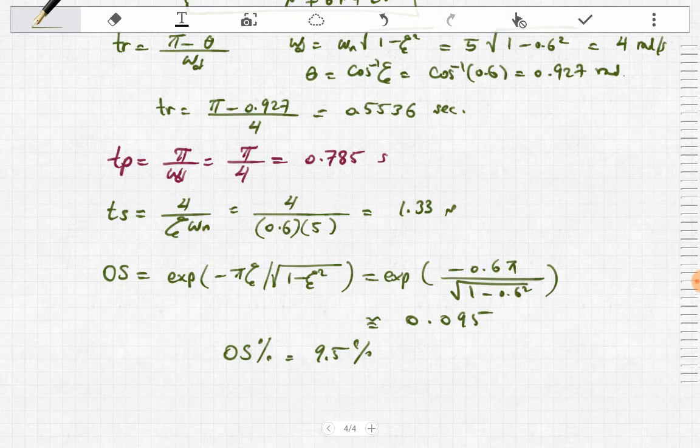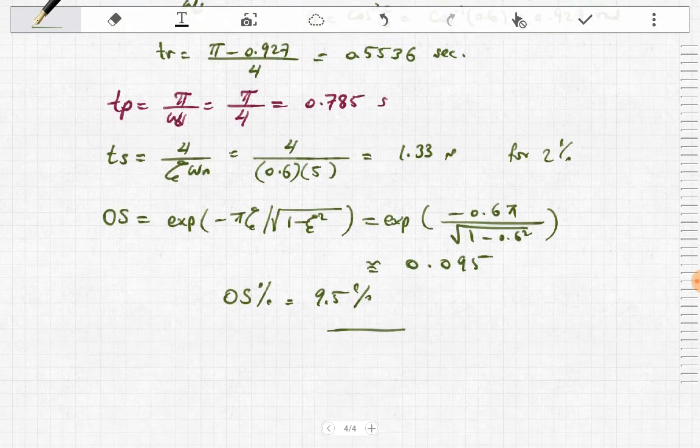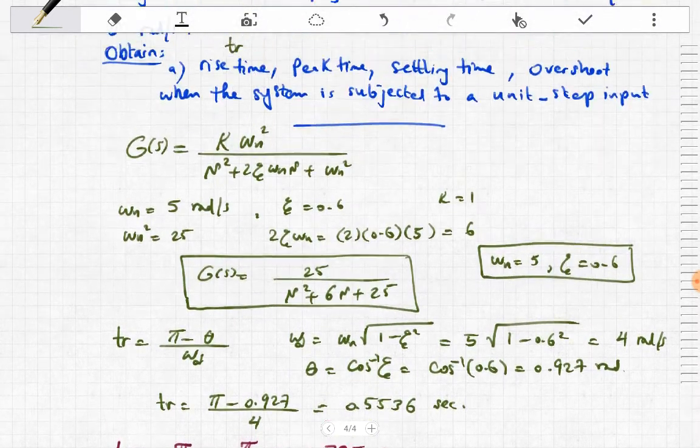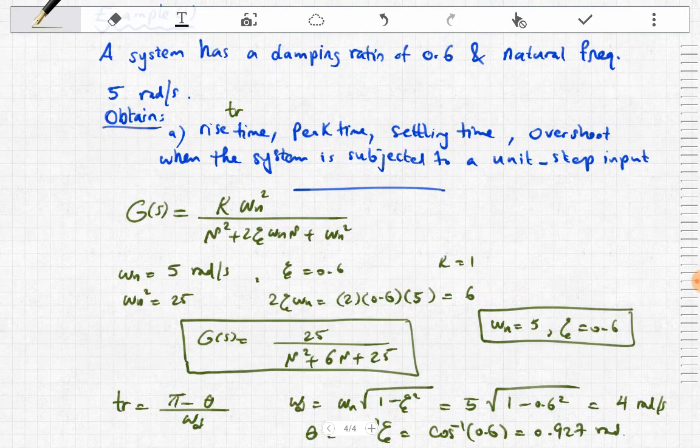Doctor, for settling time, how do we know whether it is 2% or 5%? This is for settling time for 2%. If you have 5%, you replace 4 by 3. Those are the only possibilities. That's the only two cases that people use, not less than that. If they ask you, we said unit step.